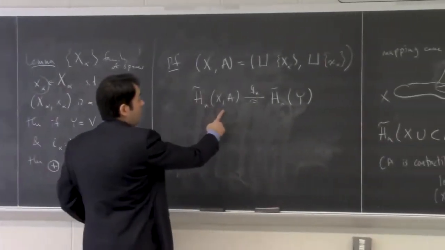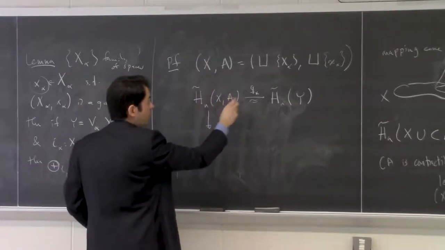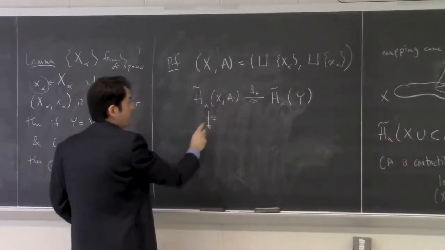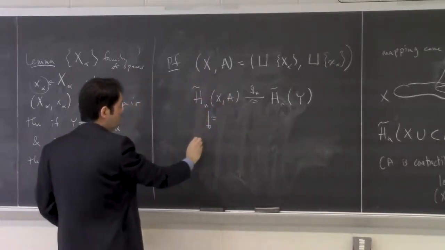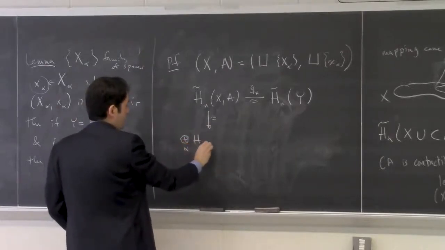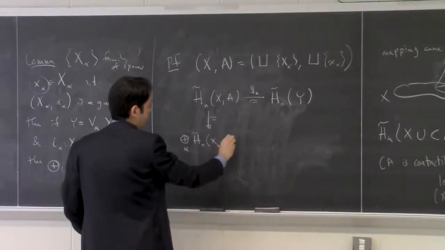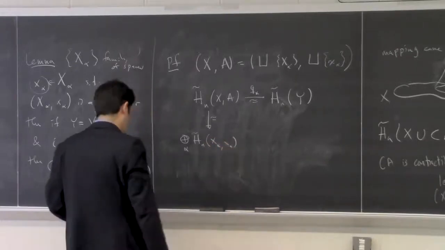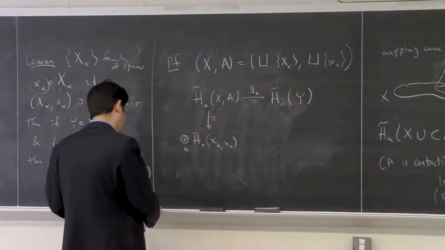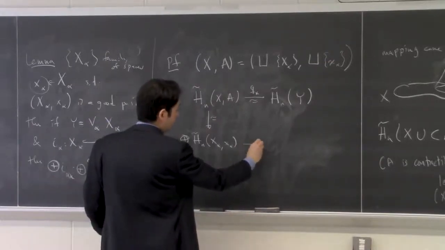Okay. On the other hand, we saw one of the first things we saw for singular homology is that if you have a disjoint union of spaces, then you get the direct sum of the homologies. But these are individually good pairs.